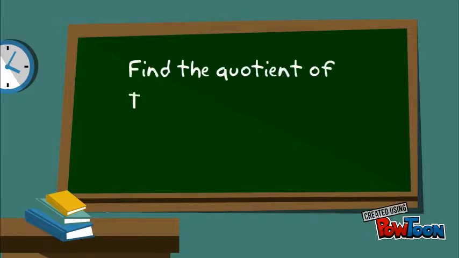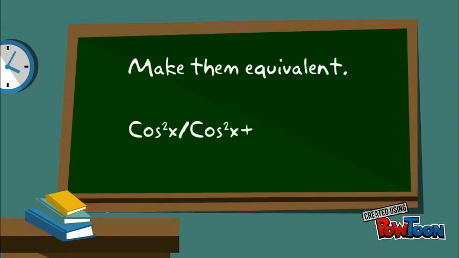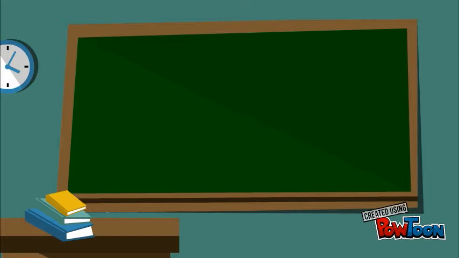The next step of the problem is to look at your quotient identities, and you will notice that tan is equal to sine over cosine, so then you will get 1 plus sine squared x over cosine squared x. You will make the terms equivalent to each other, so you will get cosine squared x over cosine squared x plus sine squared x over cosine squared x.